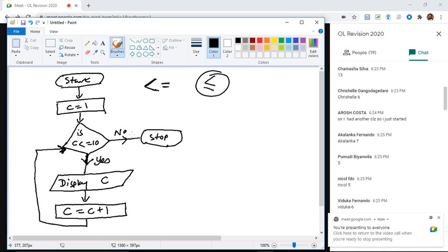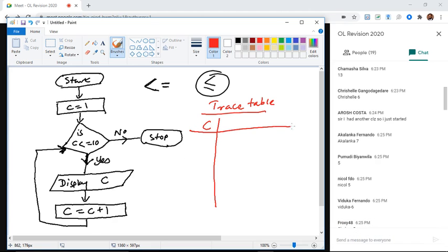Okay, from here. So you have started, you have taken C equals 1. I'll draw the trace table for this. With the help of the trace table, you can find out how this is working. So I have given C. C is 1. Now you are checking C less than or equal 10. Is it? Yes, so that means true. If it is true, display C. So that will be the output. So I'll take the output. It will be 1.